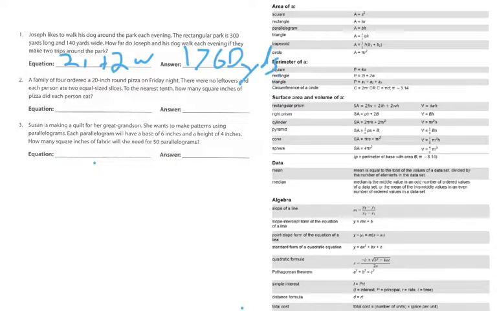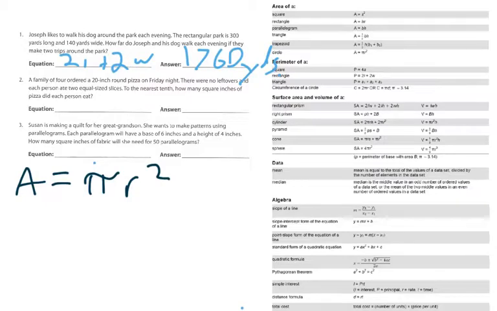Now on number 2, it says a family of 4 ordered a 20-inch round pizza on Friday night. There were no leftovers, and each person ate 2 equal-sized slices. To the nearest tenth, how many square inches of pizza did each person eat? So we're trying to get how much pizza there was. So that is area. But this one's a little bit different because we have to get the area of a circle.